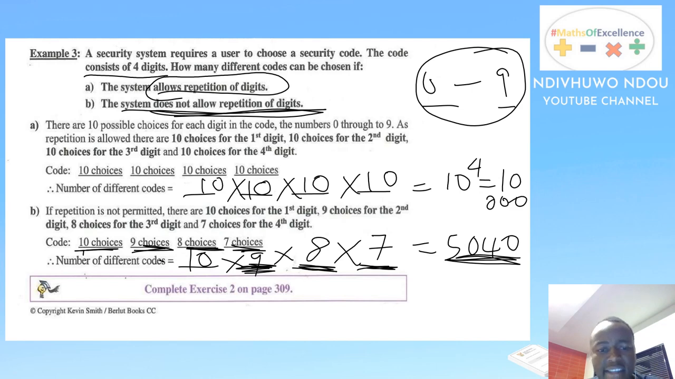You can complete exercise 2 on page 309 if you have this textbook, or you can actually order it online. It's the online Kevin Smith math handbook. You can purchase it online, I think on Takealot, and some bookstore there. So if you have the book, complete exercise 2 on page 309.